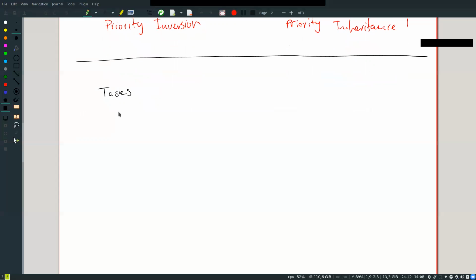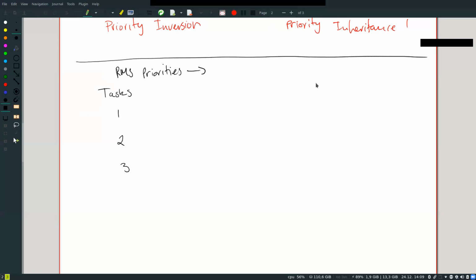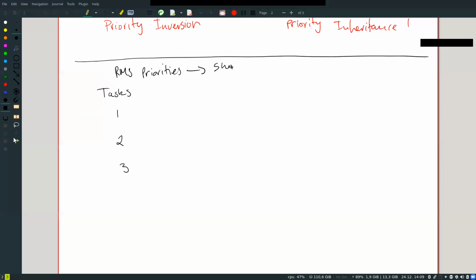Again, we have tasks 1, 2, and 3. And we want to say, for instance, here we'll use rate monotonic priorities, so this will say RMS priorities. What this means is the shorter the period of a task, the higher its priority is, right? So shortest task period equals highest priority.